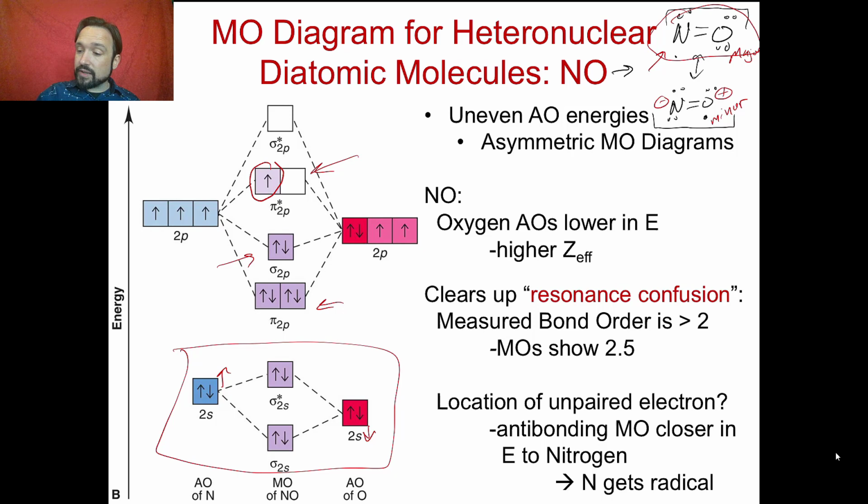We have our one unpaired electron up here in our pi star 2p antibonding orbital. Which element is that closest to? It's closest in energy to nitrogen. So which element gets the unpaired electron? Nitrogen gets the unpaired electron. Oxygen gets to have all the pairs of electrons. All right, so this also helps us clear up confusion about resonance. Right, our bond order is greater than 2. Our molecular orbital shows that we actually have 2.5 in terms of our bond order.